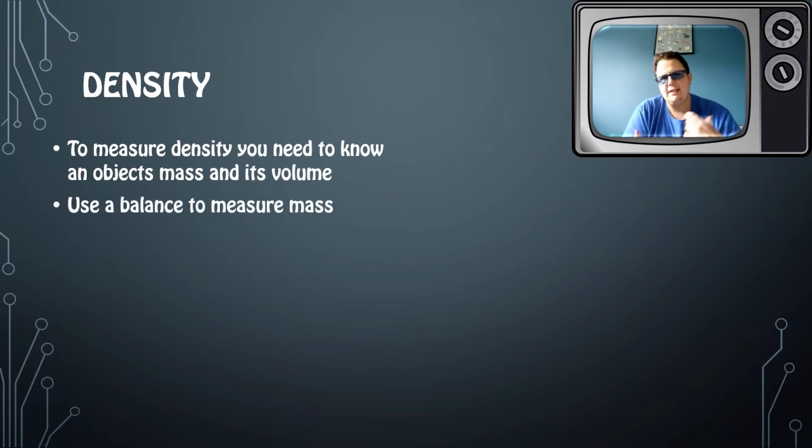Now, mass is dead easy. Use a balance to measure mass. A top pan balance is the most common type, and we use them to measure the mass. It's generally the first thing we'll do before we do anything else: measure the mass of the object.